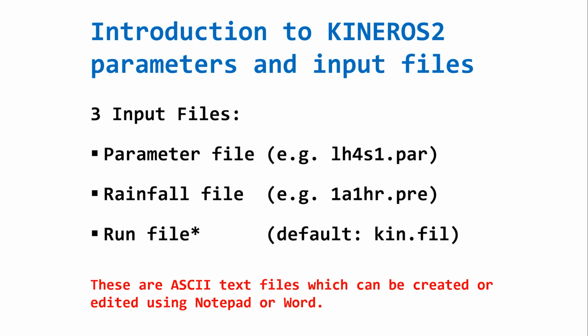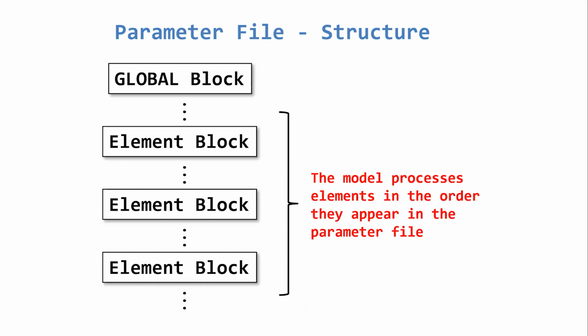So there are three main input files: a parameter file, the rainfall input file, and a run file, which is optional because you can hand enter some of the run file information. So these are just ASCII text files, and you can create and edit those just with Notepad or with Word if you, of course, save it as a text file.